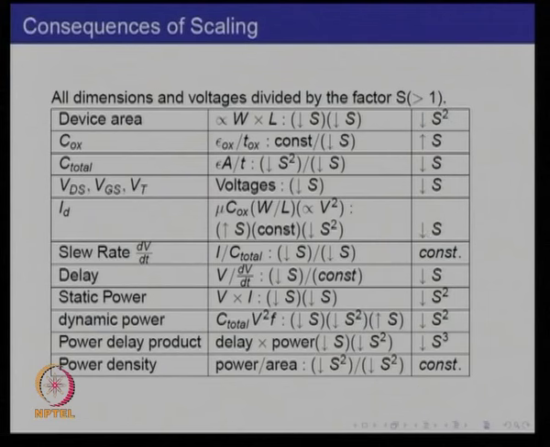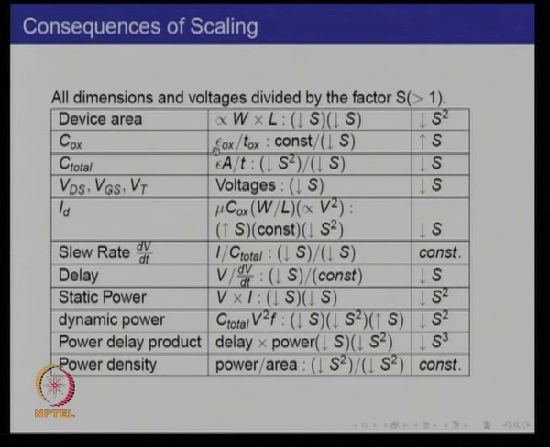Let us now look at the impact of what happens as we scale down all dimensions and voltages. We are going to divide all these quantities by some factor S, which is the scaling factor, and S is supposed to be greater than 1. That means things will become smaller. It is clear that the device area, which is a product of the width and the length, will be scaled down by the factor S in both, bringing down the area by S squared.